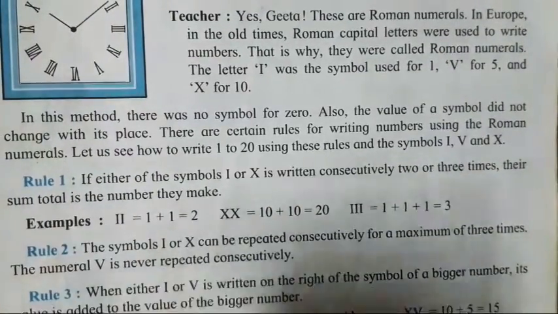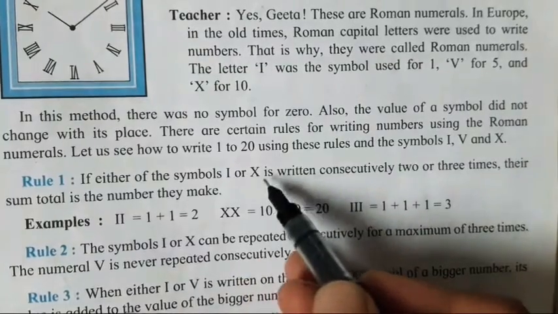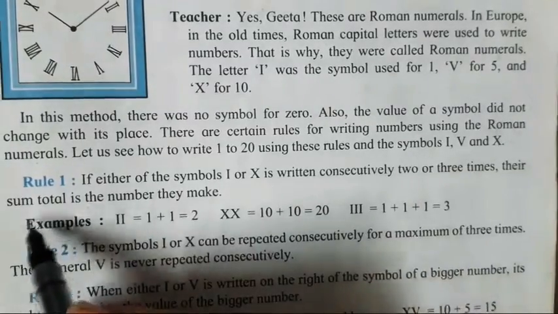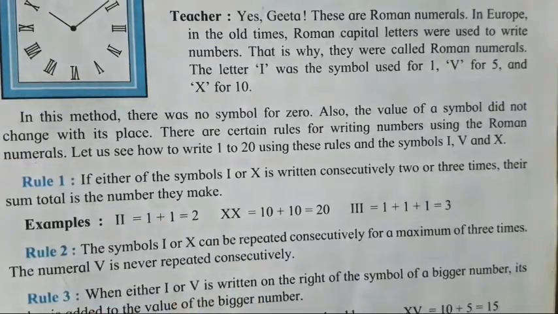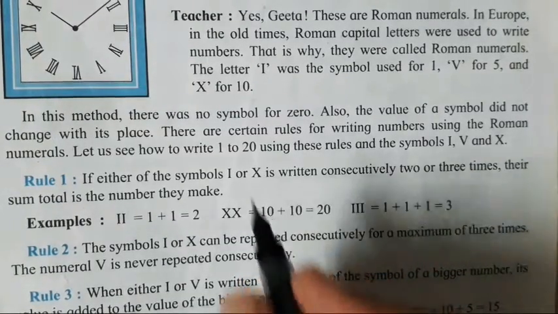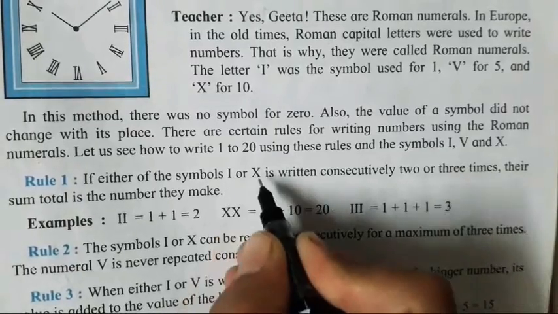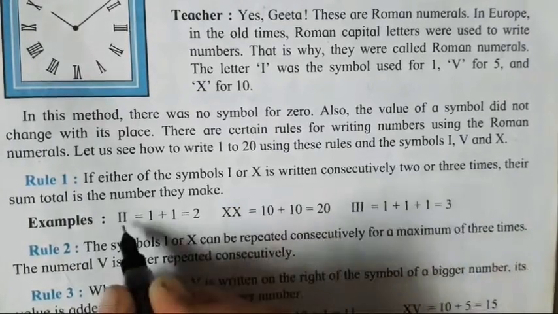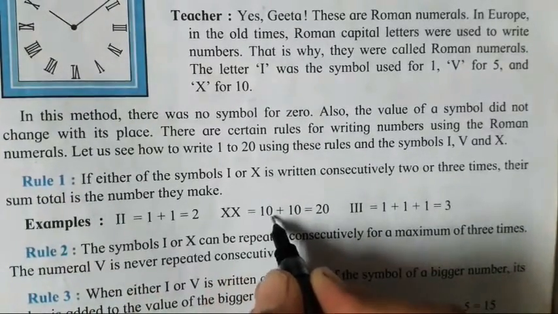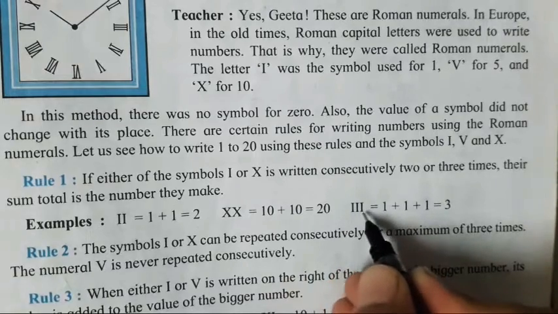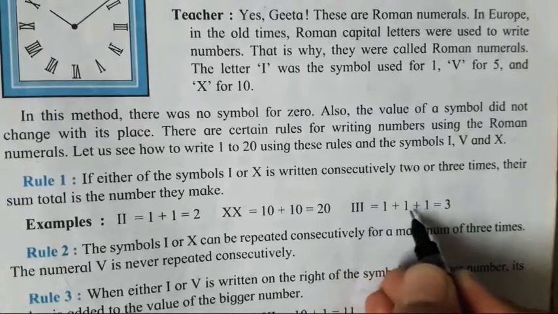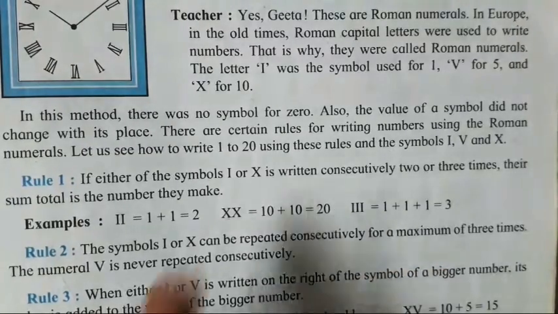Now rule 1 is, if either of the symbols I or X is written consecutively 2 or 3 times, the sum total is the number they make. Meaning, when we write I, this is 1 and this is X, 10. So in Roman numerals, when we keep on adding, like double I, 1 plus 1 is going to be 2. Double X we write, then it is going to be 10 plus 10, which is 20. Triple I we write as 1 plus 1 plus 1 is equal to 3. So this is the first rule.